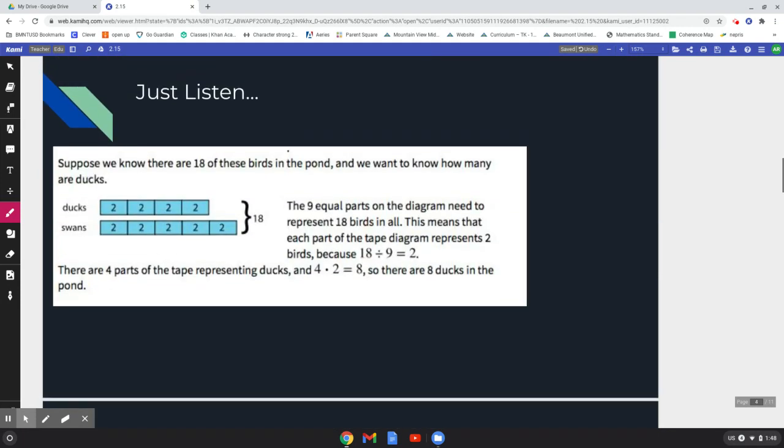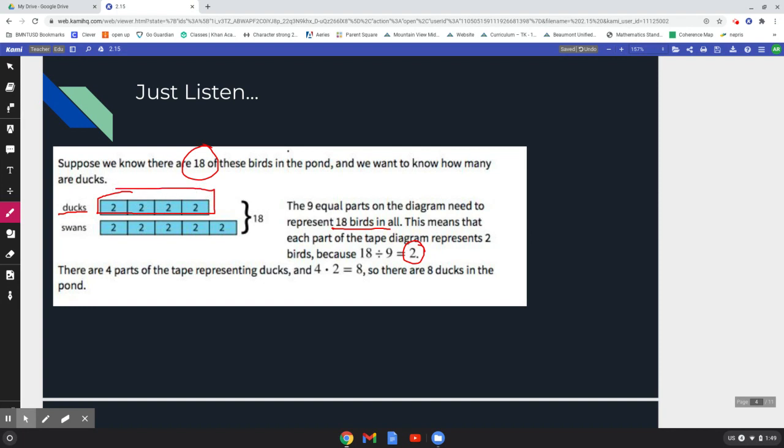So it says, suppose we know there are 18 of these birds in the pond, and we want to know how many are ducks. So the 9 equal parts on the diagram need to represent 18 in all. This means that each part of the tape diagram represents 2, because 18 divided by 9 makes 2. So there are 4 parts on the tape diagram representing ducks. That's what you see here.